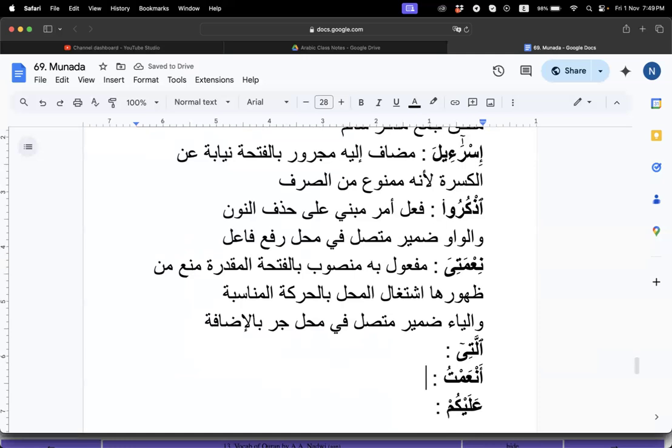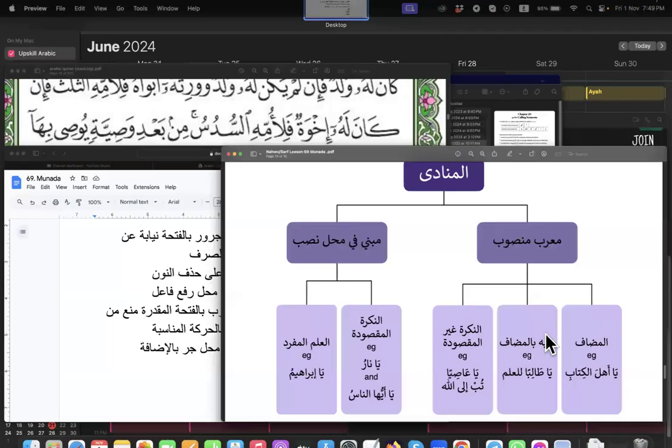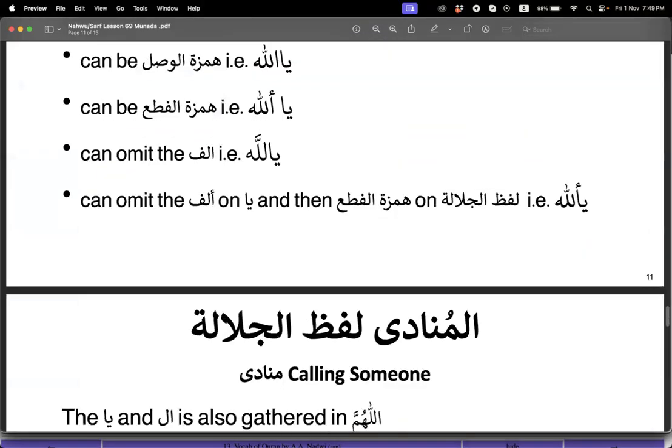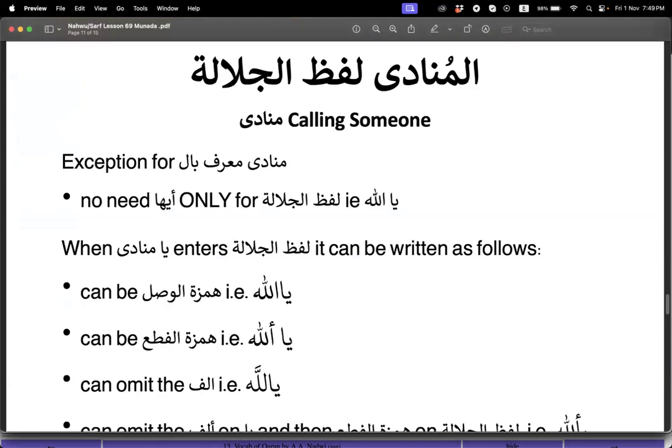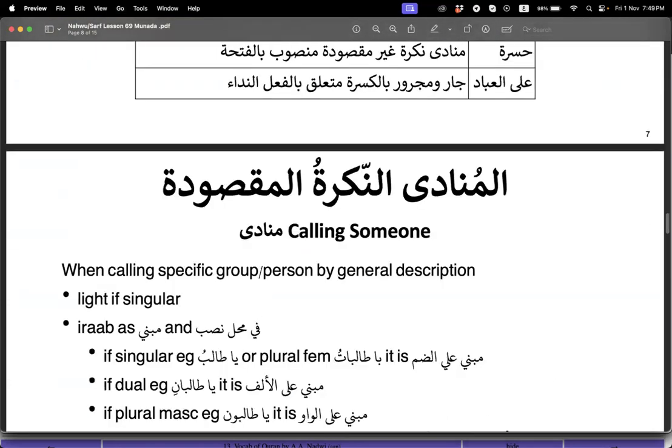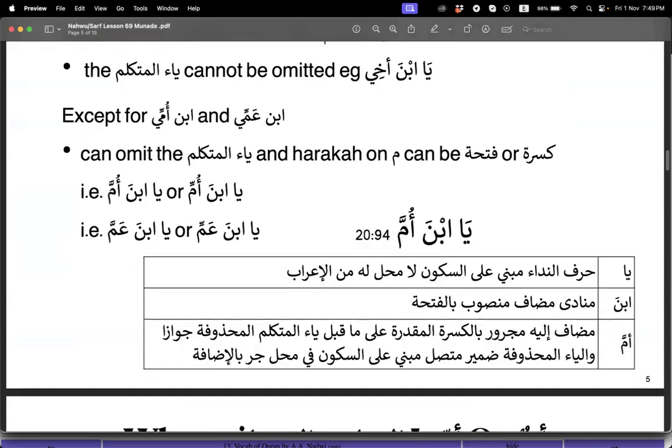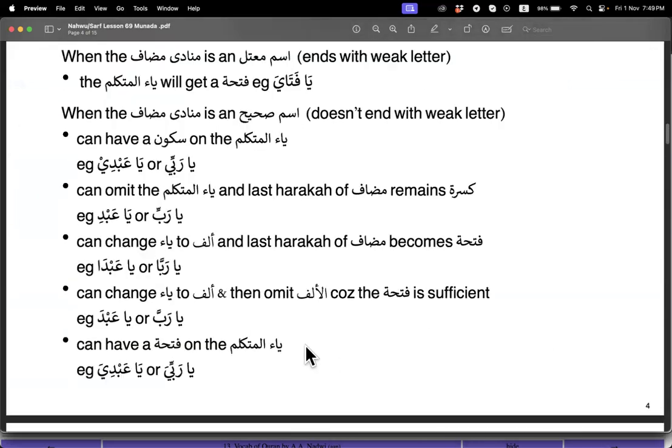Good. Next one, Sister Vinita, Alati. Before that, one thing I want to recall. Last time you told us three kinds of ya mutakallim, right? One is totally omitted, second with sukoon, and third with fatha. And one also with alif. That one we're talking about is in Munada itself. Here, this one is talking about Munada itself.